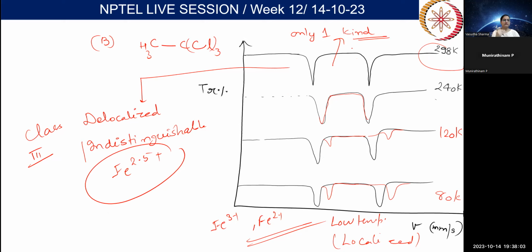As we decrease the temperature, we restrict their movement, their dynamic nature, and therefore we can easily identify iron 3 plus and iron 2 plus. So this is the concept, how the solvent also plays a very important role in identifying the different irons in a mixed valence complex. So is this clear? Clear, ma'am.